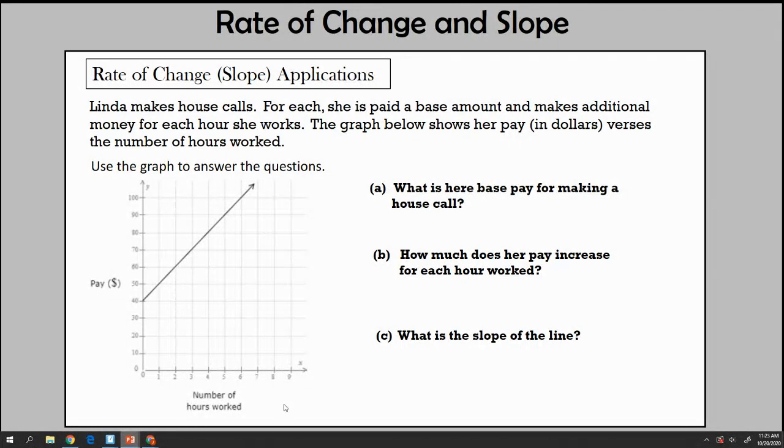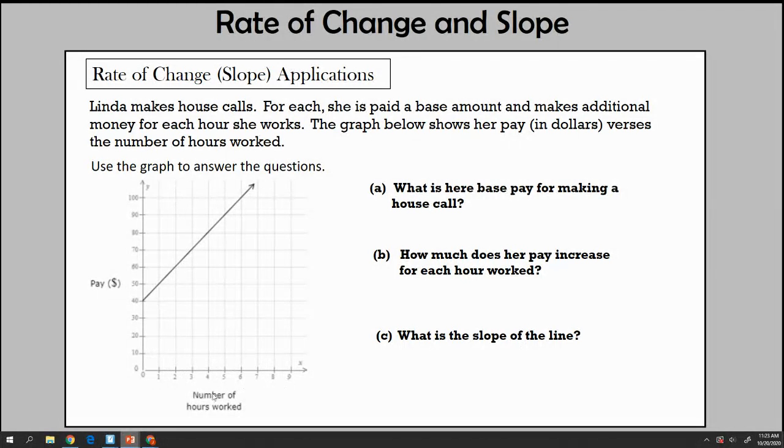Okay, the next concept is to look at rate of change or slope in an application question. So this says Linda makes house calls. She is paid a base amount, and then she makes additional money for each hour she works. The graph below shows her pay in dollars versus the number of hours she's worked. And we're going to use the graph to answer the questions.